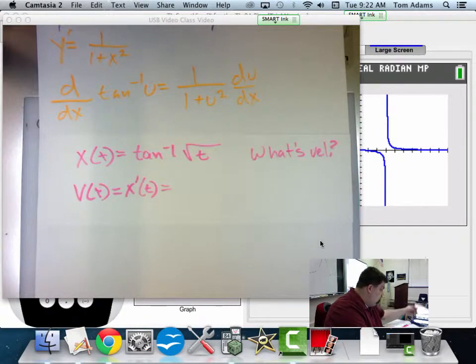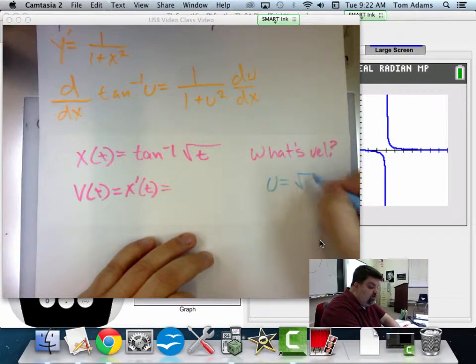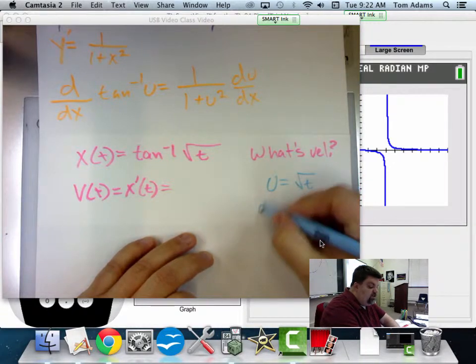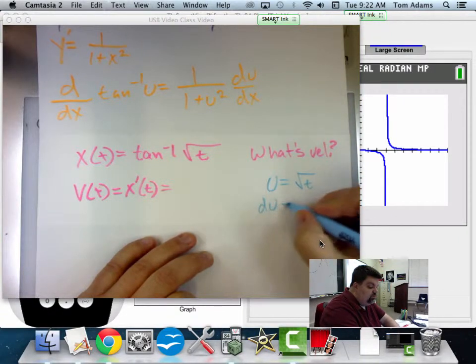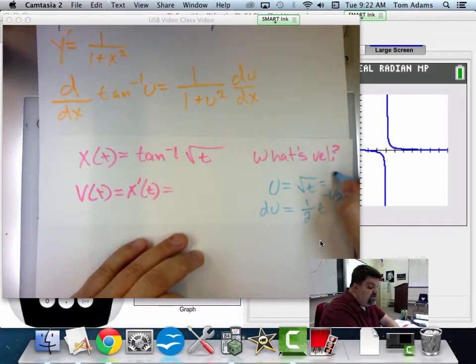Well, u is equal to the square root of t. So what's du? What's the derivative of that? 1/2 t to the negative 1/2, right? If we use the power rule, remember this is t to the 1/2.